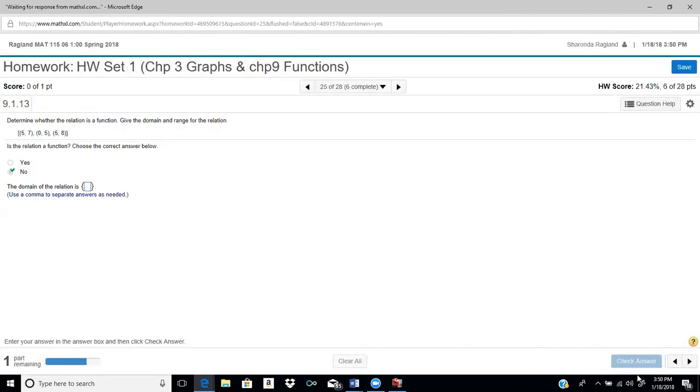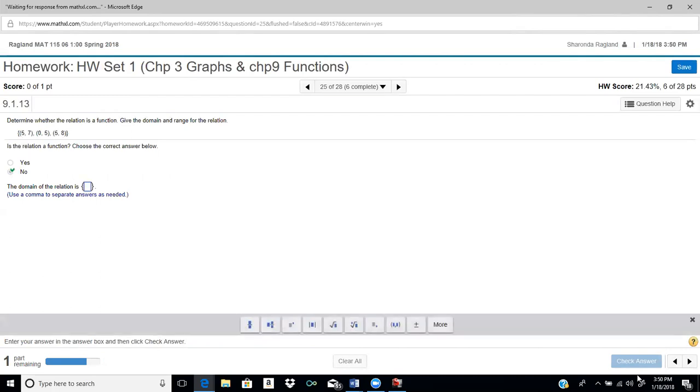Now for the domain of the relation, again, you just write down the x values. It's already in the bracket, so you just write 5, 0, and 5. We only write the repeated value once, so 5 comma 0. And that would be your domain.